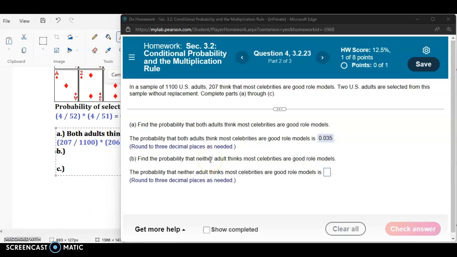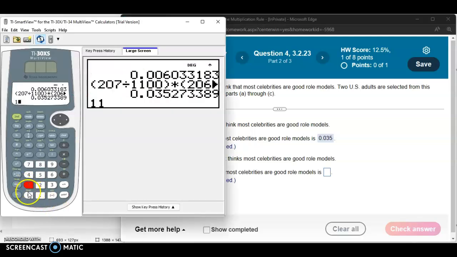Okay, part B says, find the probability that neither adult thinks most celebrities are good role models. Okay, so let's take a moment to think about this. If 207 out of the 1,100 believe that celebrities are good role models, then how many out of the 1,100 do not have that belief? To get that number, we can do 1,100, which is the total, minus the 207 who have the belief that celebrities are good role models. All right, and then that number there, 893, is the number who do not believe celebrities are good role models.